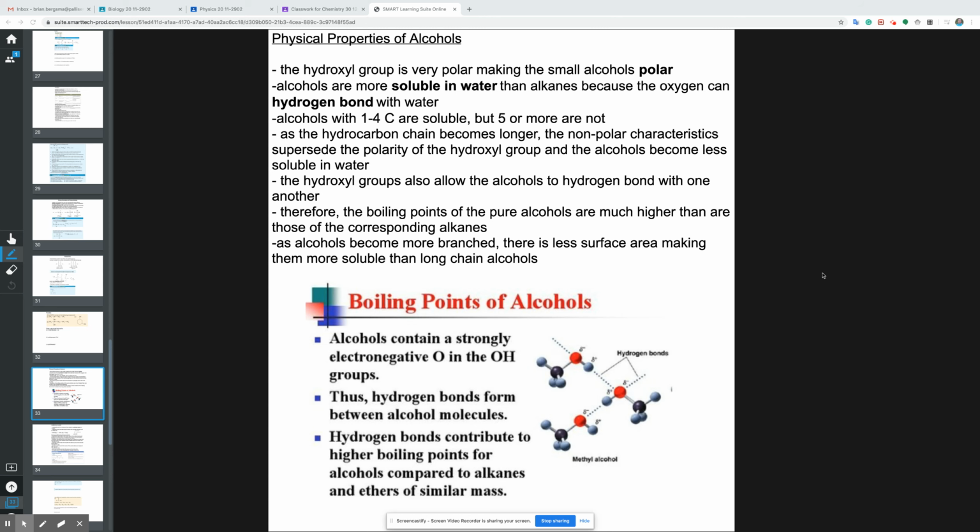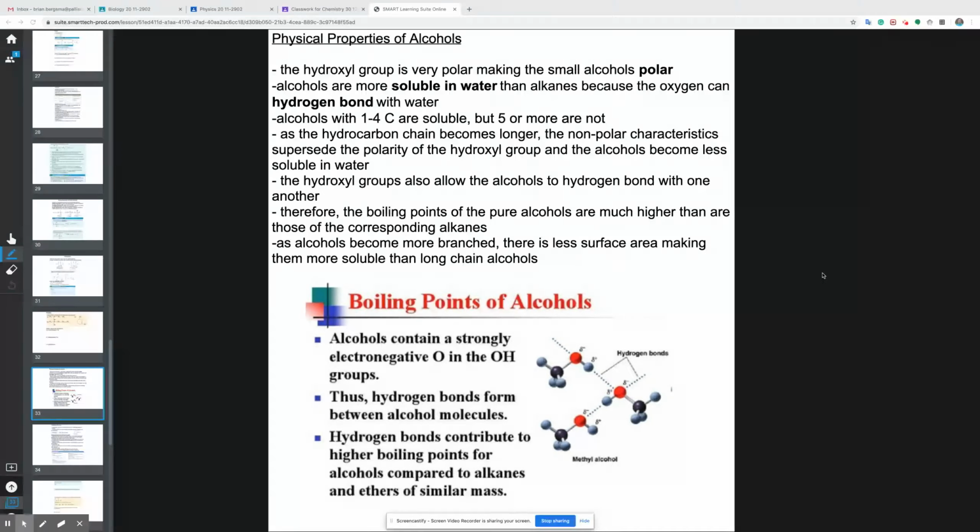All right, we should know how to name and draw alcohols. Now we'll just look at a couple physical properties of alcohols. So first off, the hydroxyl group is very polar because of the hydrogen bonding, okay, which makes small alcohols polar. Alcohols are more soluble in water than alkanes because, again, the hydrogen bonding making it polar.